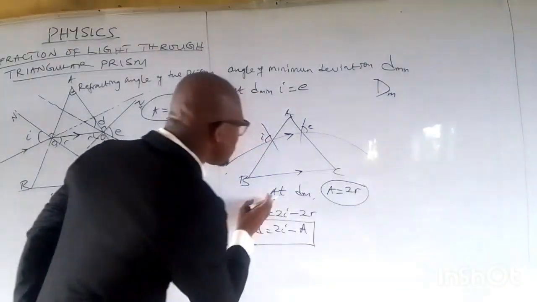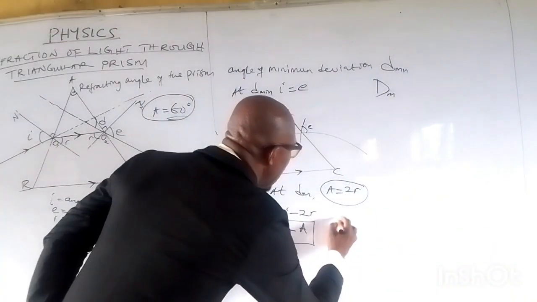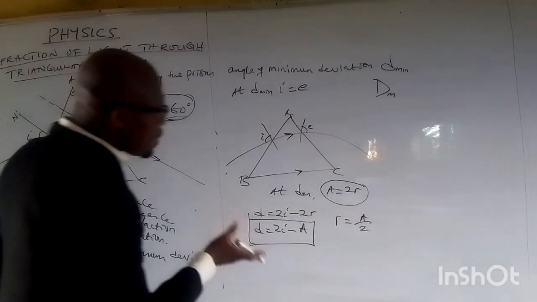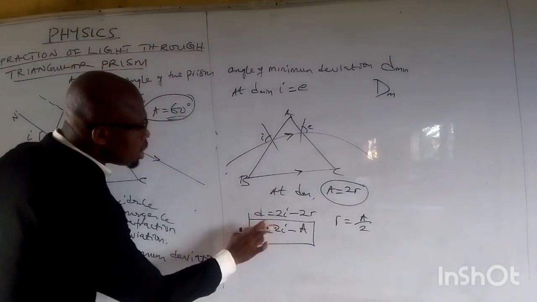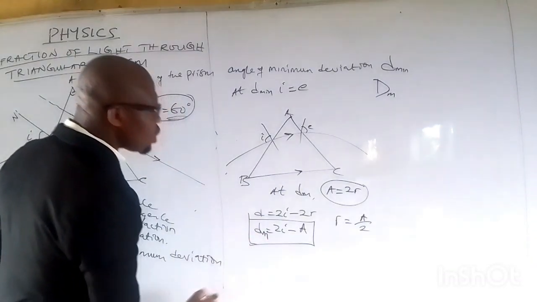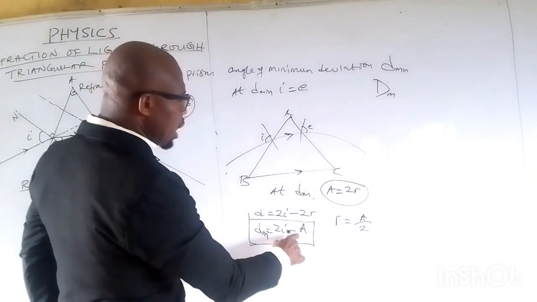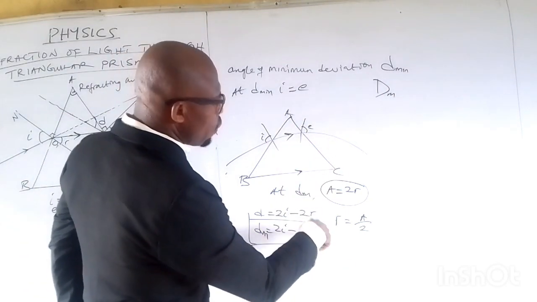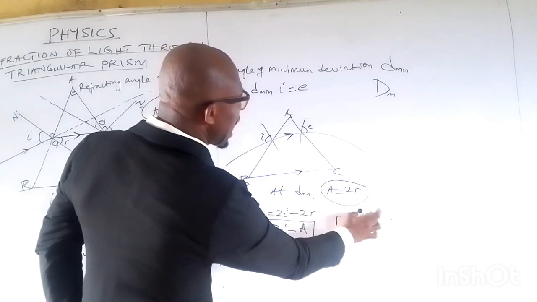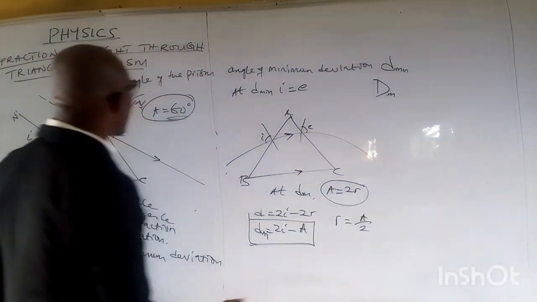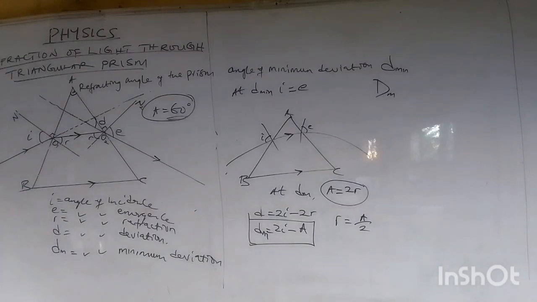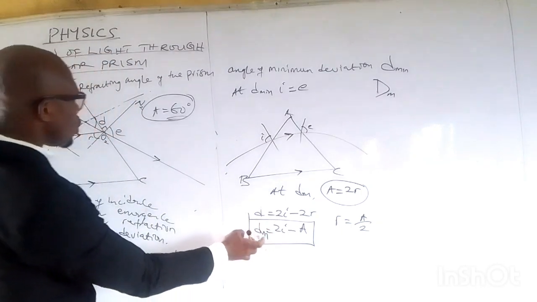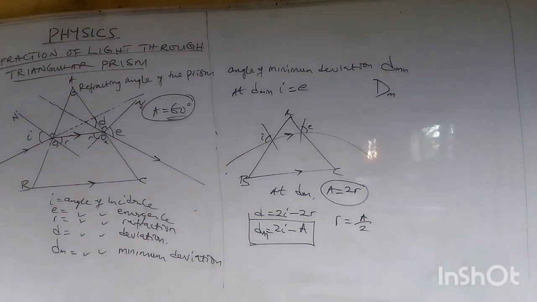Now, at minimum deviation, the angle of refraction R is equal to A all over 2. So these are the vital points I want us to note. At minimum deviation, we have 2I minus A. At minimum deviation also, the angle of refraction is equal to the refracting angle A all over 2.